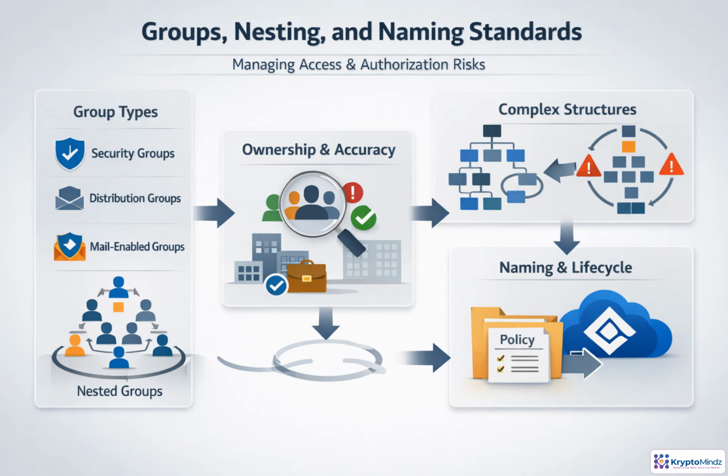Groups are more than containers. They often become the real access model for applications, files, mail, and delegated administration. Separate security, distribution, mail-enabled, dynamic, and nested groups, because each behaves differently during migration. Then validate ownership, membership, purpose, and access scope. The biggest risks are stale members, missing owners, and nesting chains so deep that no one can explain who gets access. Circular nesting is especially dangerous. Clean naming standards and review dates now make future Entra ID governance much easier to automate.